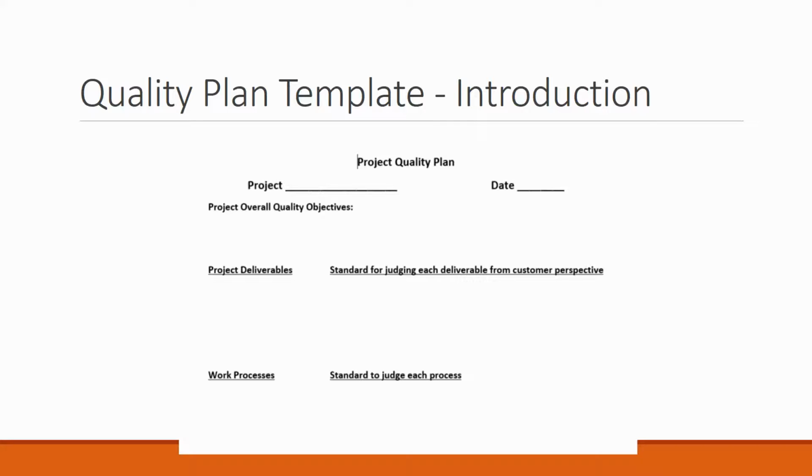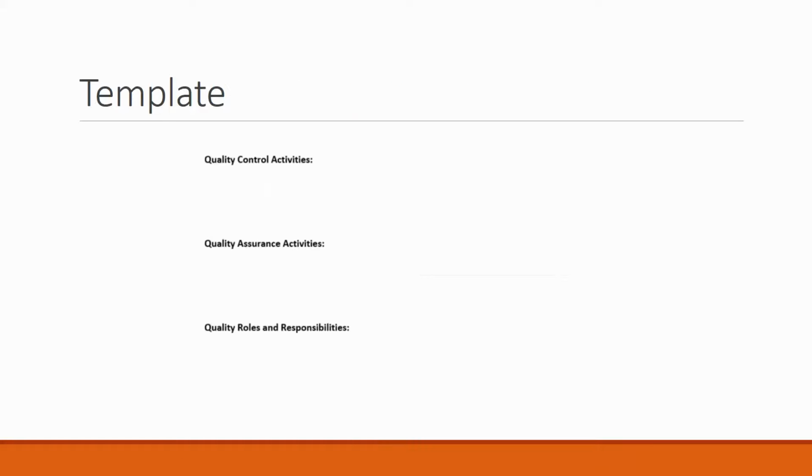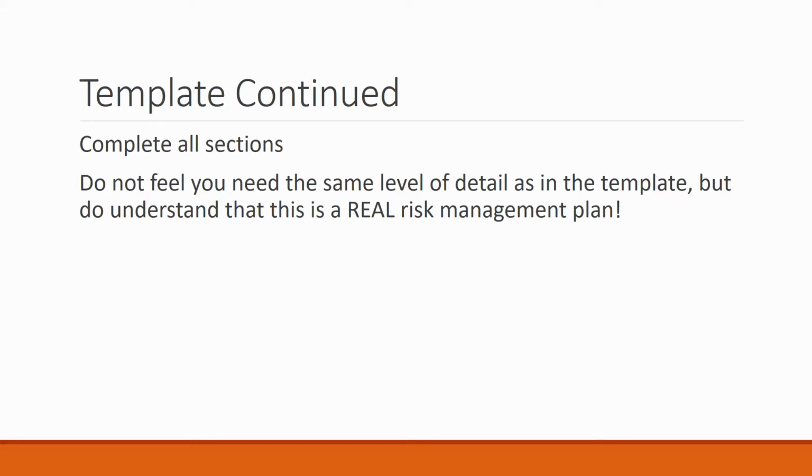Then you want to list all of your project deliverables and what standard you are going to use for judging the deliverables, and again, from a customer perspective. I want you to list all of the work processes that might exist, and then what standards you are going to use to evaluate those work processes. What are the project control activities? What are the quality assurance activities? And what are the quality roles and responsibilities? All right, that is your template. You're going to complete all of those sections.